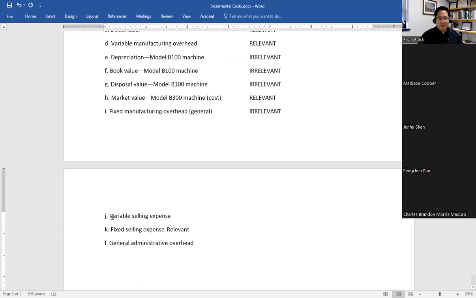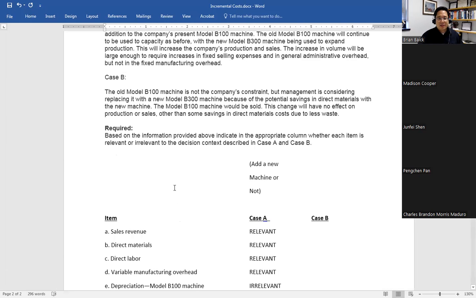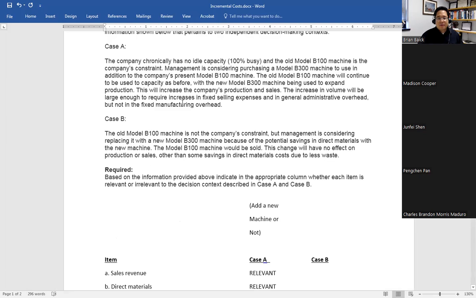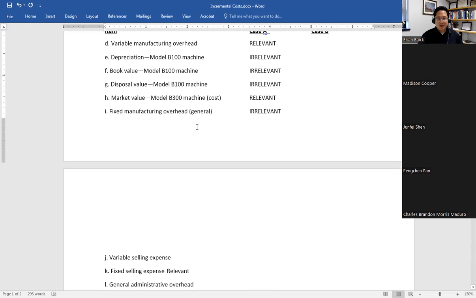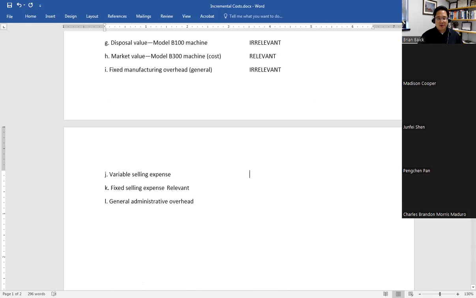What about variable selling expense? It says that your fixed selling expense and general administrative overhead is going to change if you add a machine or not. But what about the variable selling expense? Variable means if you have more, then you have a different cost. This is relevant.